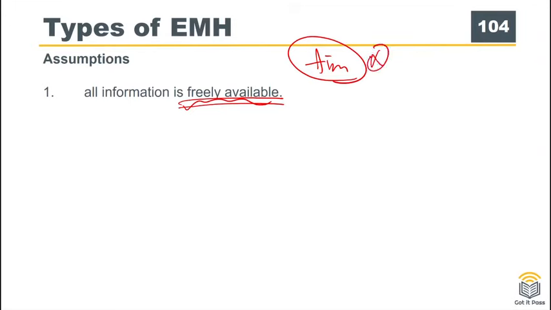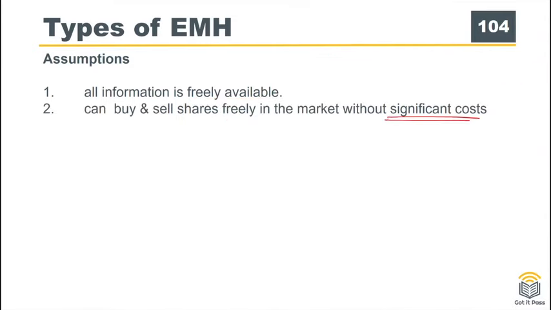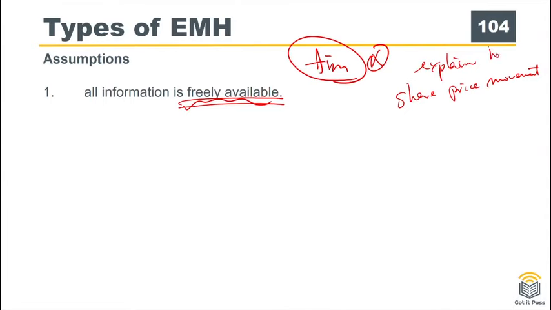is to attempt to explain share price movements, or how the share price movement is relevant to information. Okay, that is the most important part, the aim of the EMH. So all information being freely available is the first assumption, based on the aim of it.